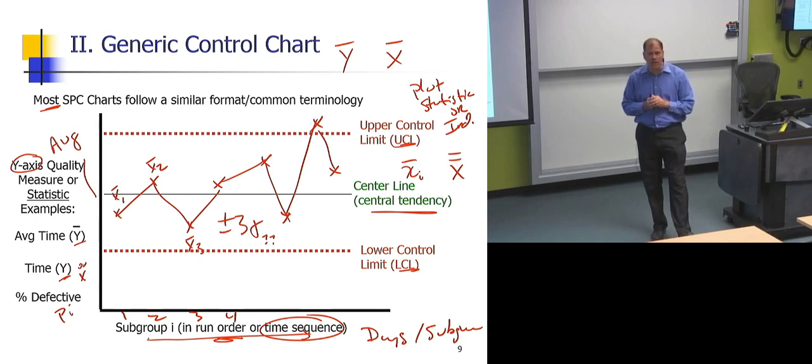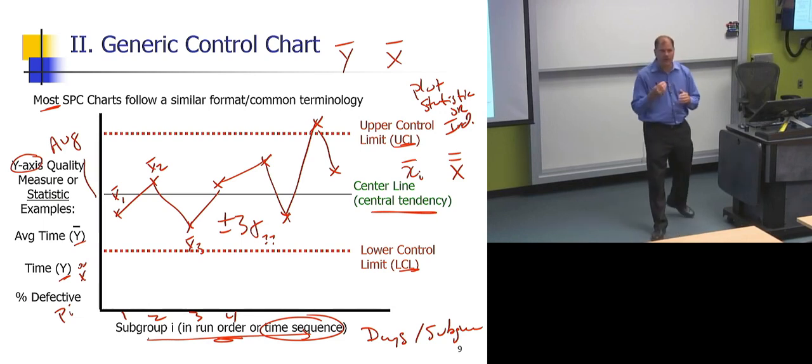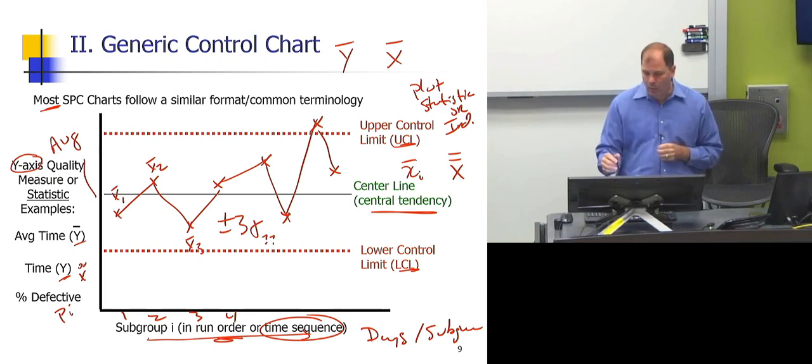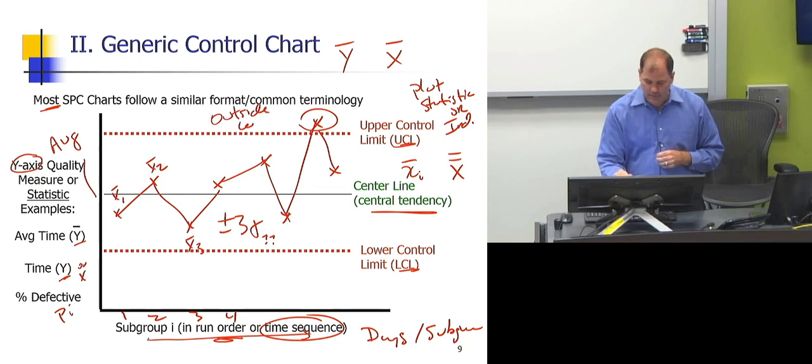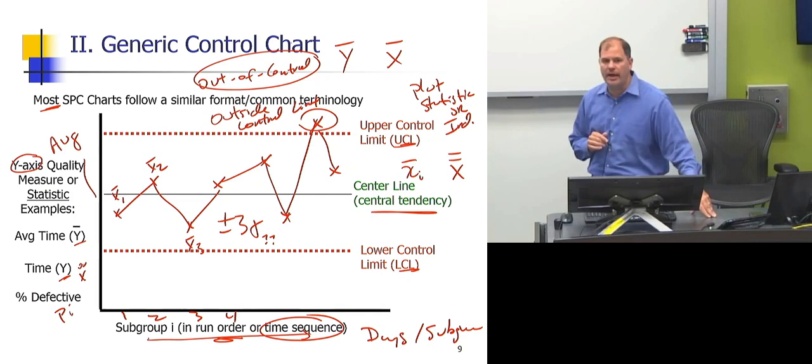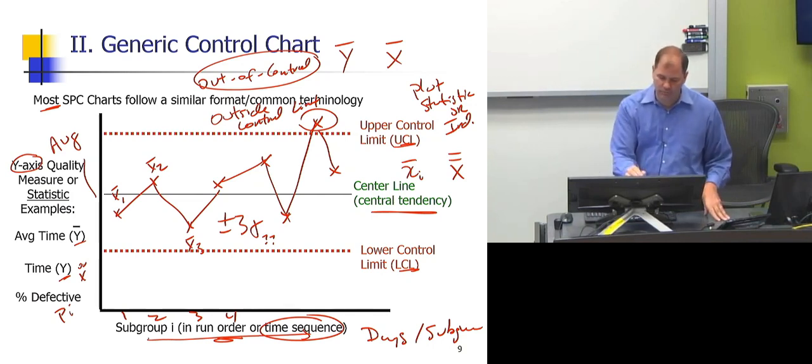Now, our expectation is all the points will be inside the control limits. That will be in control. We'll have some additional rules as well. If a point is outside the control limit, we're going to call that out of control. And we're going to assume we have a special cause that drove that.